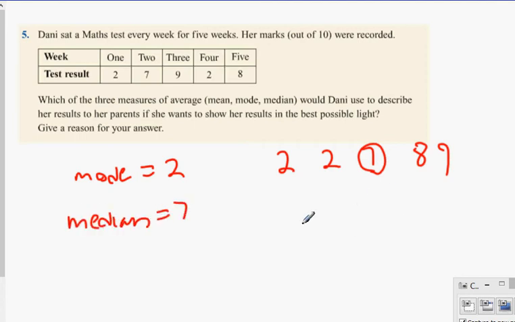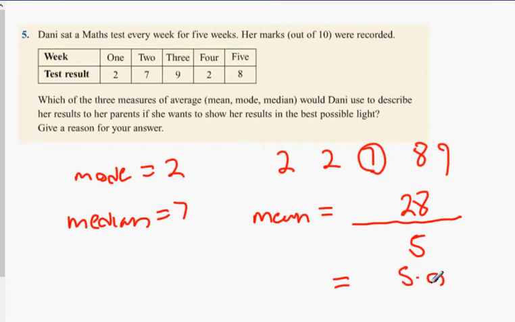And finally, the mean. The mean is add them all up together and divide by 5. So that's 9, 18, 20, 28. 28 divided by 5 is 5.6. So she's going to choose the median to make herself look as smart as possible to her parents, okay? The reason for this answer is I calculate all 3 of them and the median is the highest. Right, there's no other reason than that.